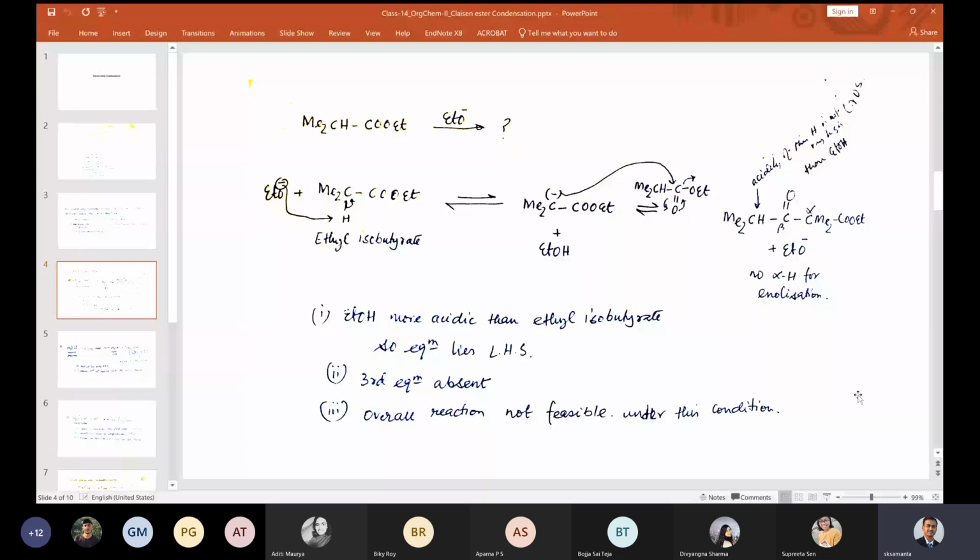What could be the way that we can make this reaction feasible? You know it. I'm sure you know it. Just say it out and I think it would be correct. Any guess? Okay.